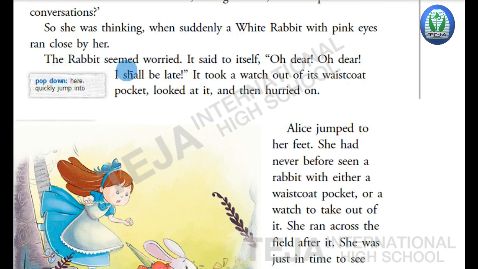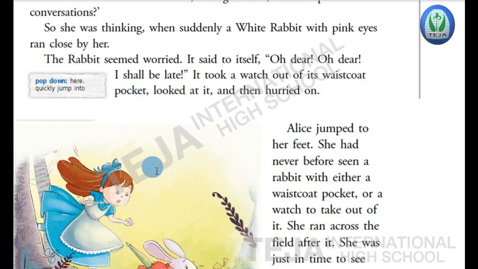Now, the rabbit seemed worried. It said to itself, oh dear, I shall be late. It took a watch out of its waistcoat pocket, looked at it, and then hurried on.